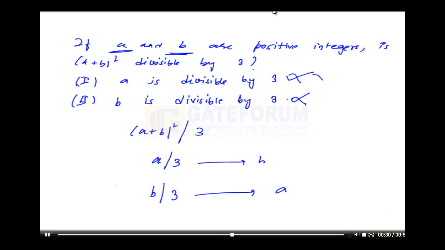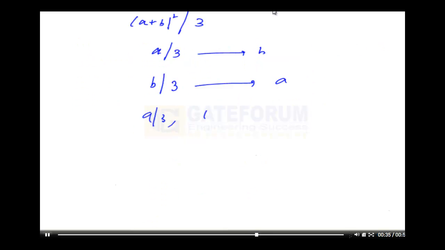Now let us combine both the statements. A is divisible by 3, b is divisible by 3. So definitely a plus b will also be divisible by 3. If a plus b is divisible, then (a plus b) whole square will also be divisible by 3. So we can answer this question by both the statements 1 and 2. So it is option C.